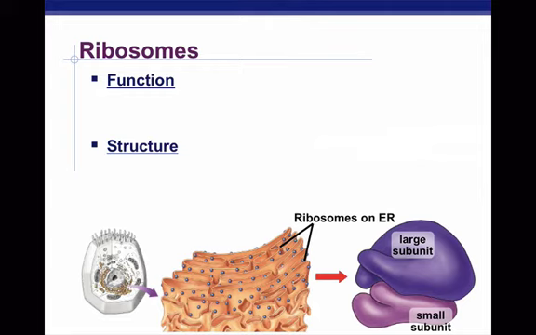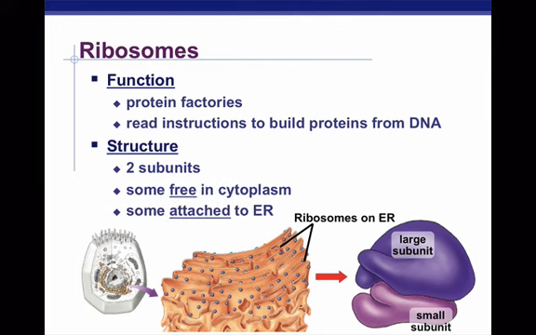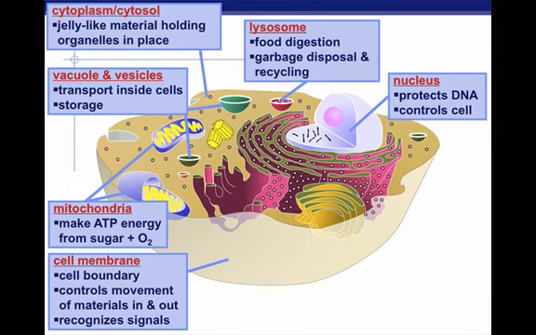So ribosomes, all cells, prokaryote and eukaryote alike, have ribosomes. So the function is protein factories. They read instructions to build proteins from DNA. The structure is 2 subunits, and they can either be free floating in the cytoplasm or they can be attached to the ER. But all cells have ribosomes.